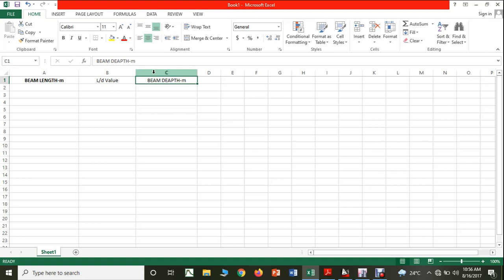You know 1 meter is equal to 3.2 feet. That means I can write 1 foot is equal to 0.30 meters.